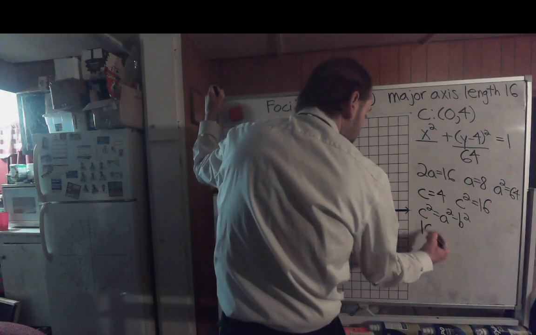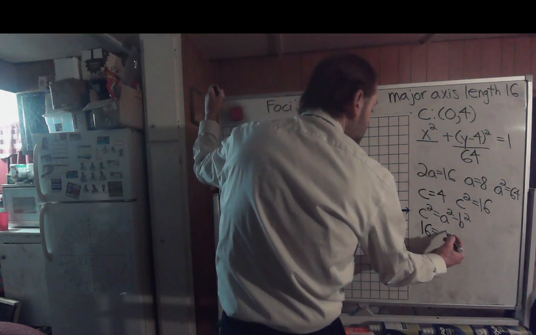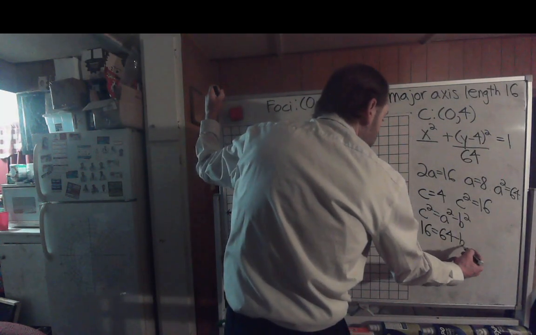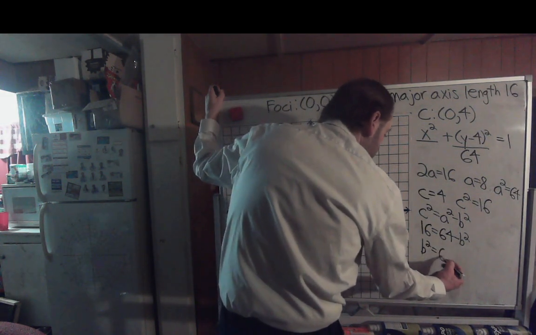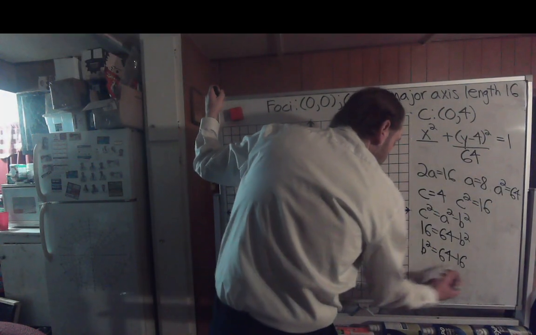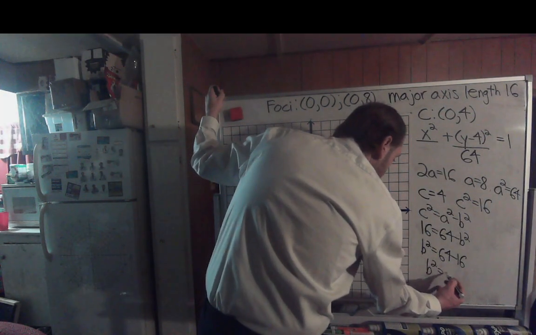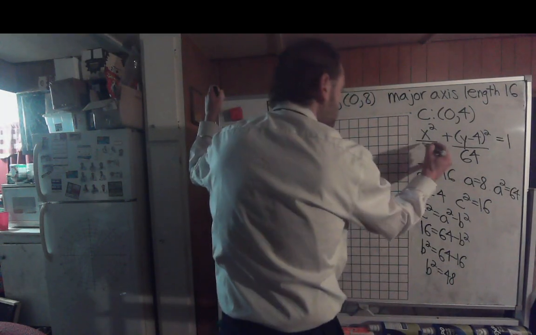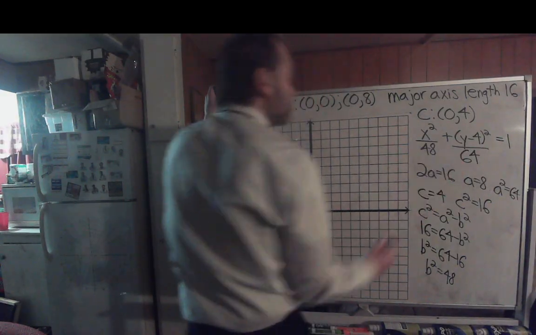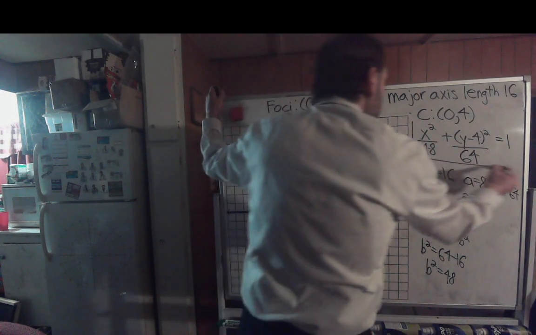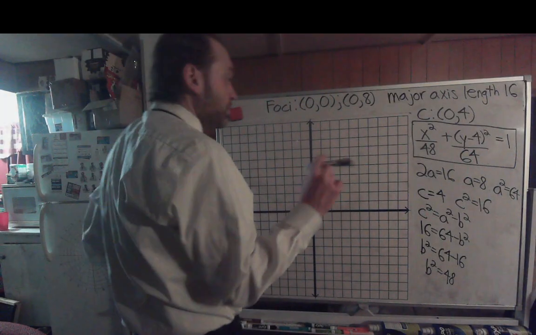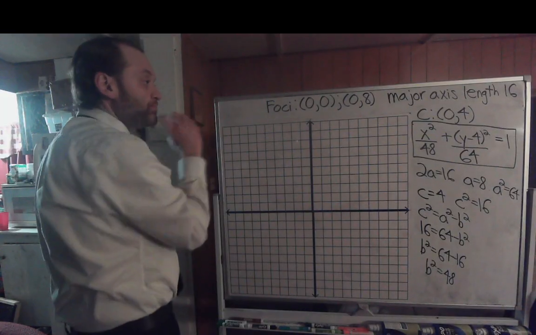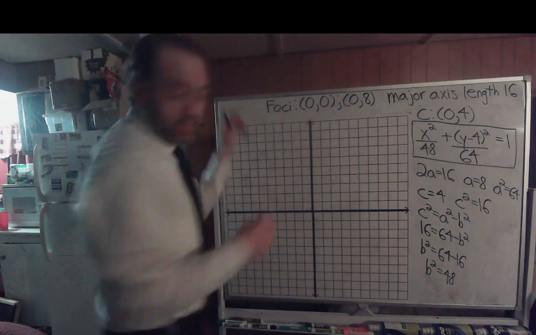So 16 equals 64 minus b squared, which would have to mean then that b squared equals 64 minus 16. So b squared would equal 48. So that would go below your x squared. So the equation you should get would end up being x minus 2 squared over 48 plus y minus 4 squared over 64 equals 1.